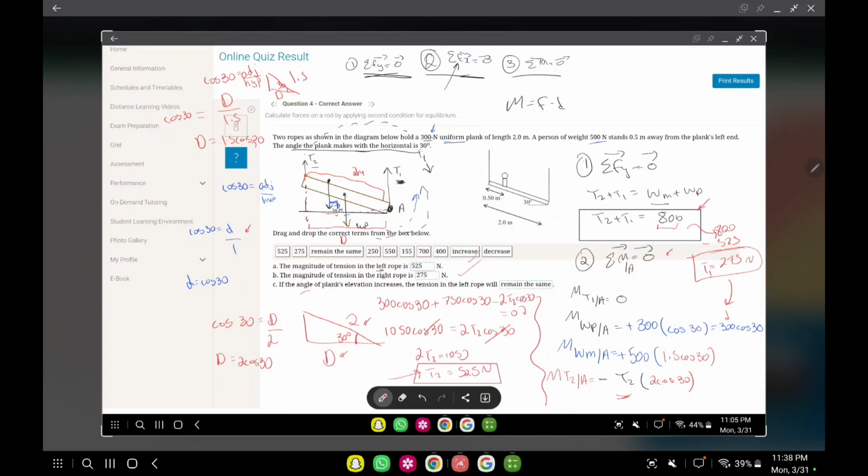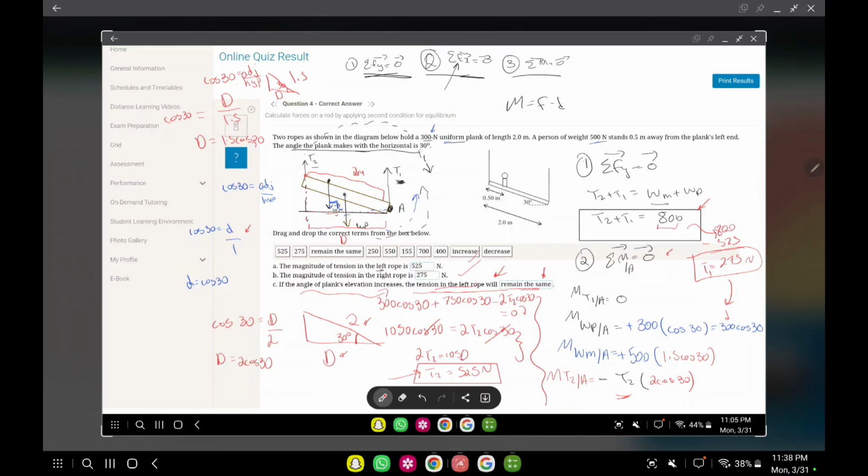They're saying if the angle increases, what will happen to the tension of the left rope? Type over here, it's going to remain the same. Why? When you get something like this, ask yourself, how much is the tension of the left rope? How did I find it? I got that 2T2 is equal to 1050. How did I get it? Did I have anything to do with angles in my final answer for T2? Look at it, 2T2 is equal to 1050.